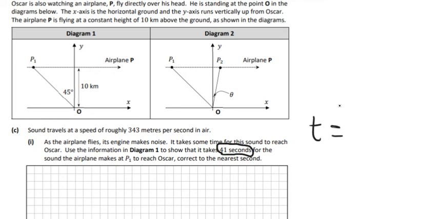We know time will be distance over speed. We know the speed of the airplane. That's simple enough, it's told to us in the question. Sound travels at a speed of roughly 343 meters per second.